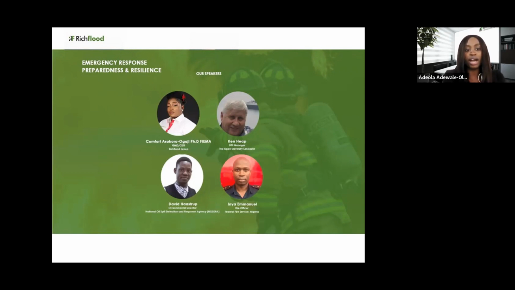Together, we're also going to have in our midst today the NOSRIA team, comprising 3 personnel from the National Oil Spill Detection and Response Agency, to be led by Mr. David Astrop, who is an environmental scientist working with NOSRIA. He has a lot of technical skill, including aerial photography and satellite remote sensing applications. He has participated in a lot of remediation activities at NOSRIA.